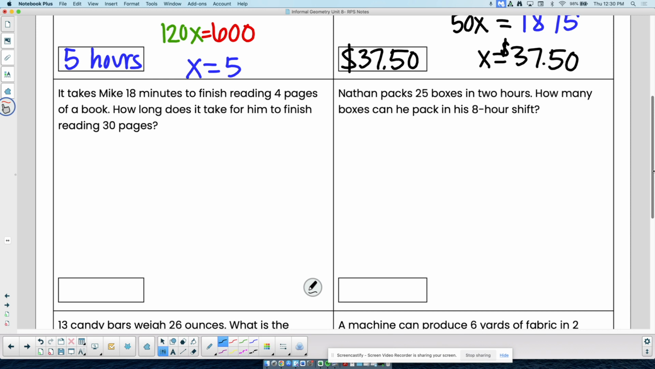Okay, we'll do one more and we'll call it good, okay? Let's do this one here. Maybe pause the video and we'll end with this video right here. Okay, here we go. It says, it takes Mike 18 minutes to finish reading 4 pages of a book. How long does it take him to finish reading 30 pages? So what two things are we comparing? Minutes to pages.